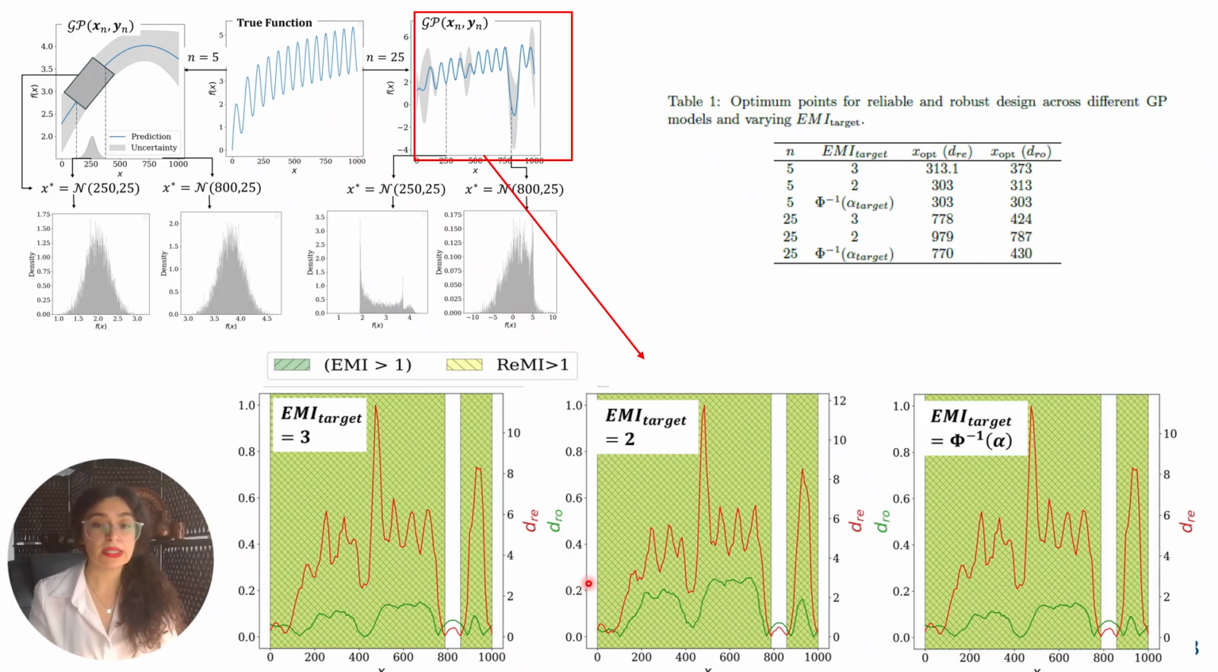In Lemma 2 and Lemma 3 of the paper, we mathematically prove that we can guarantee robust design if we have ReMI bigger than 1, meaning that we can have both reliable and robust design at the same time if we satisfy some condition.